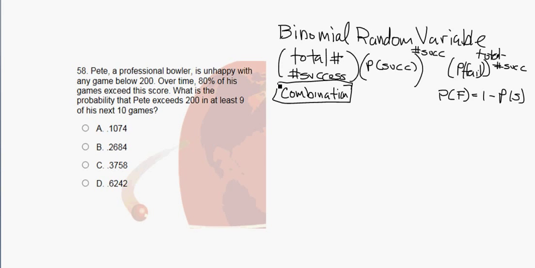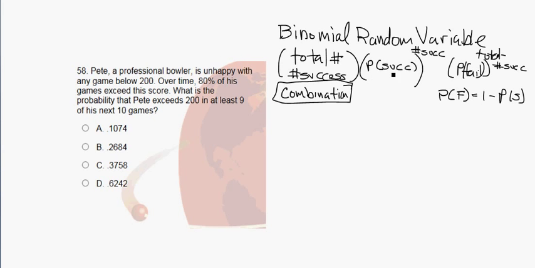The number of successes in this case is he wants to have at least 9 games. So he wants exactly 9 games that have over 200, and he wants exactly 10 games that have over 200. So at least means you go from the given number up to the total maximum number of events that we're talking about. So there's a total of 10 events. He wants at least 9, so that means he wants success in 9 and then success in 10. So I'm going to do this calculation twice correspondingly.